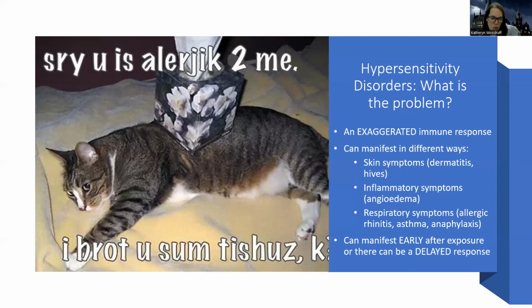And then there's also things like allergic rhinitis, which is a more chronic upper respiratory hypersensitivity disorder we'll talk about. And we'll talk about asthma too, which is an overreaction that leads to some more serious symptoms.